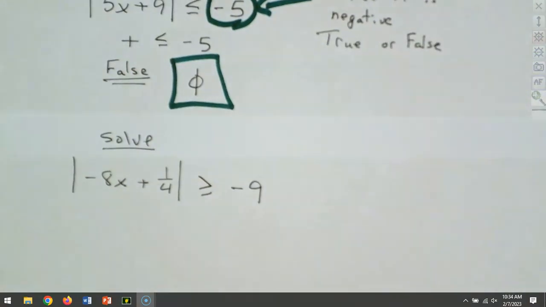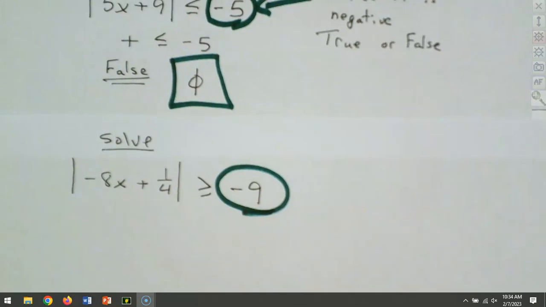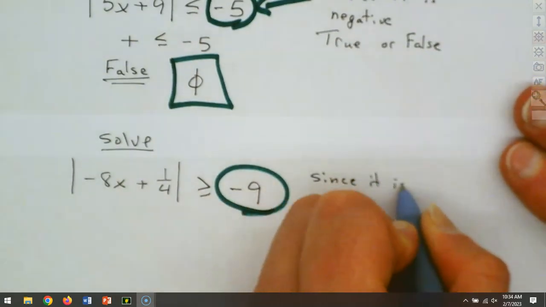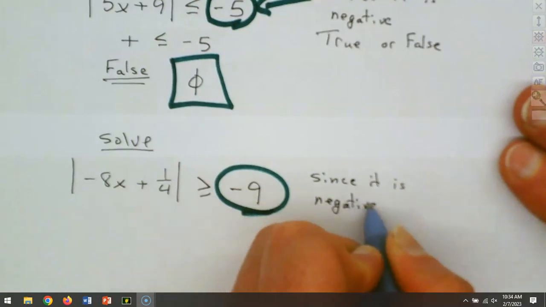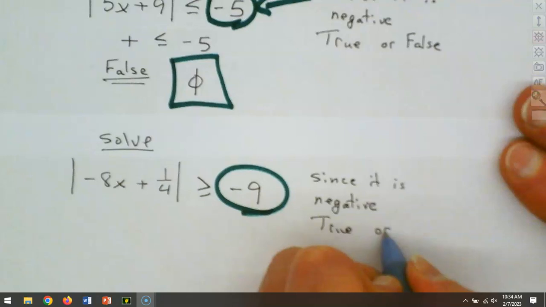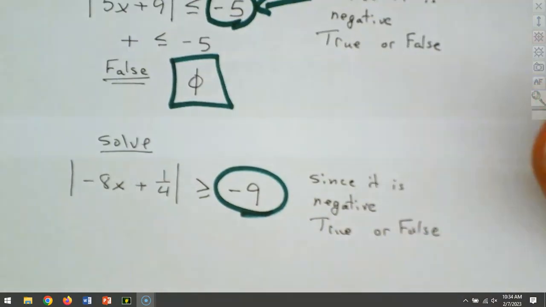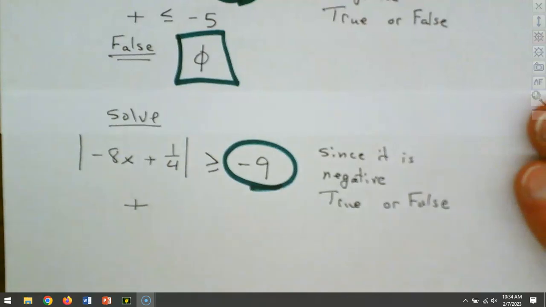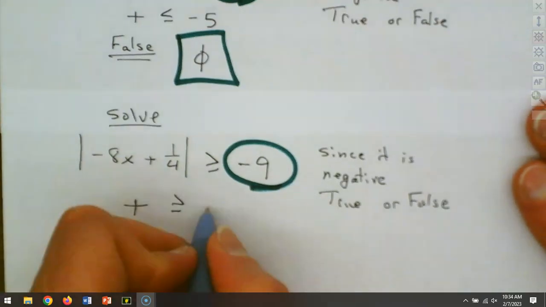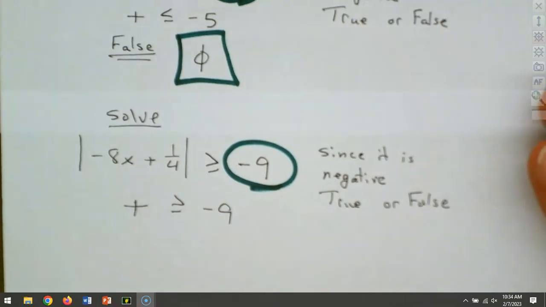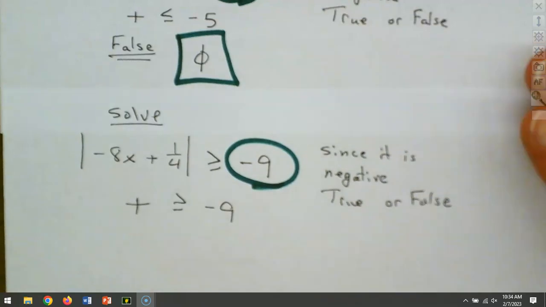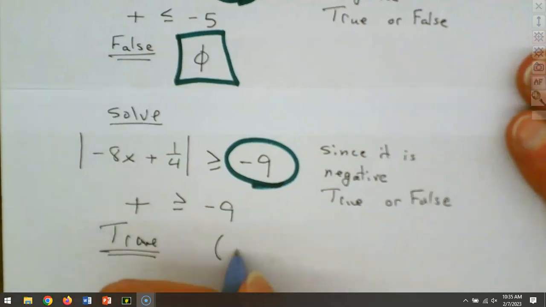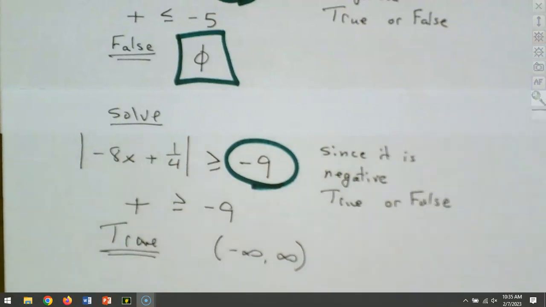Let's look at this one. What do we know? That's a negative 9, right? So, since it's negative, it's either true or it's false. Now, what do we know about absolute values? All right, absolute values give you out positive numbers. So it's very simple here. We don't have to solve anything. Are positive numbers bigger than a negative 9? Positive numbers bigger than negative 9? Yes, they are. So that will make this then what? True. Okay, and if it's true, what's your answer? Negative to positive infinity.